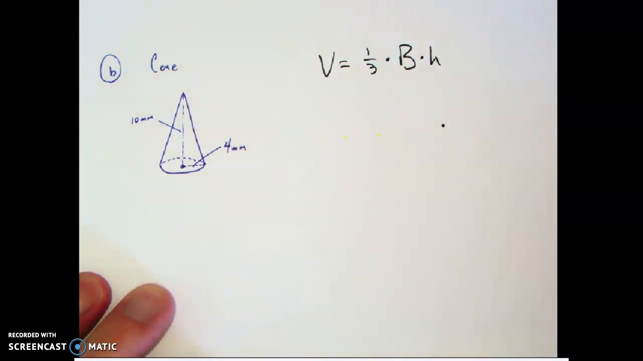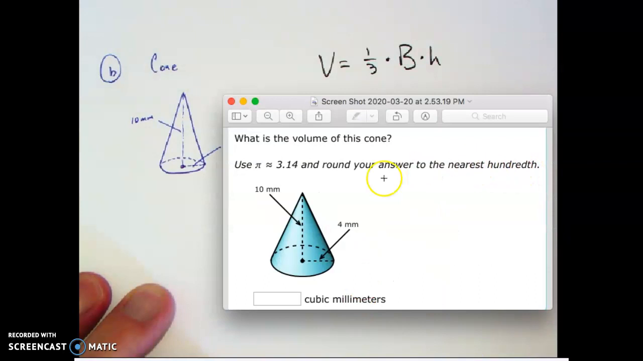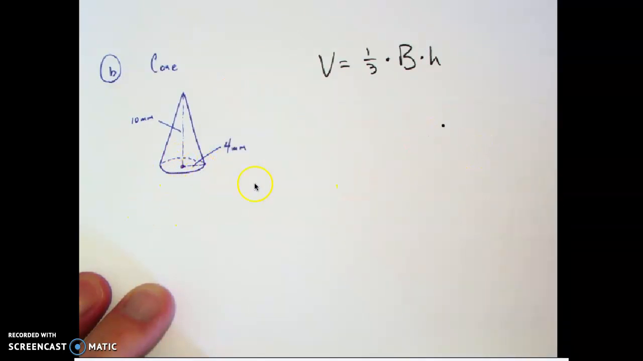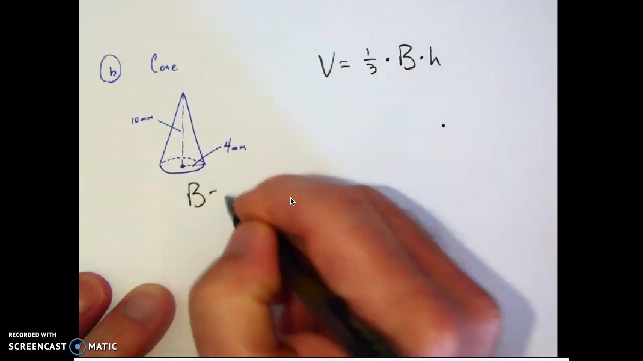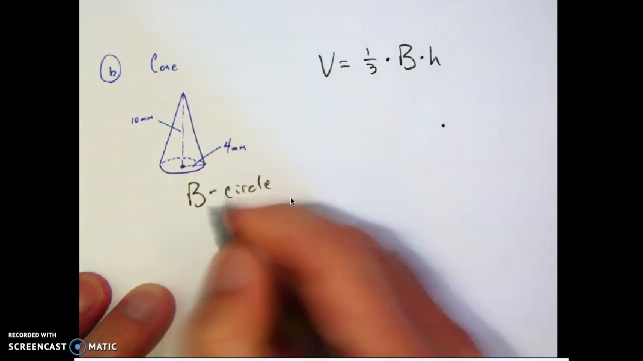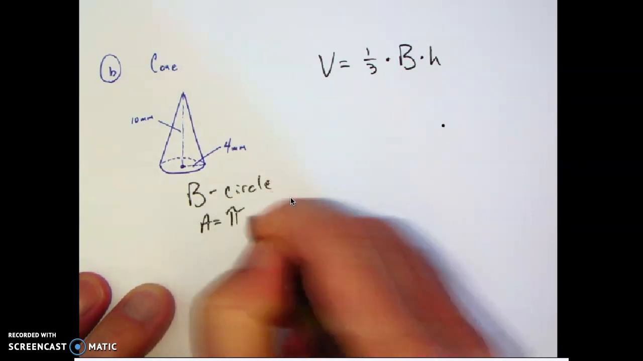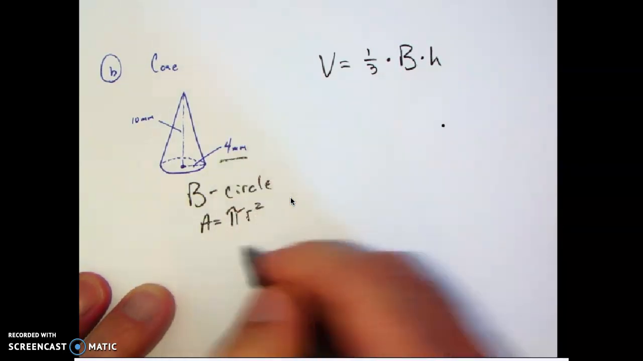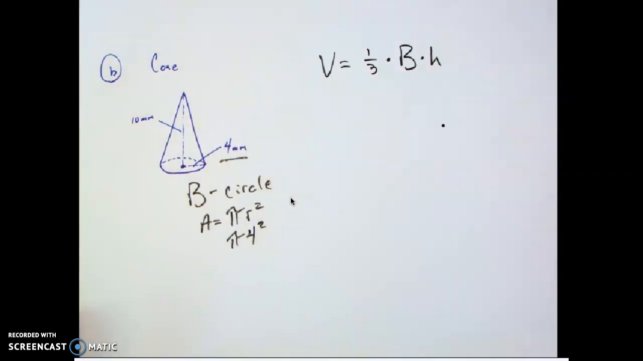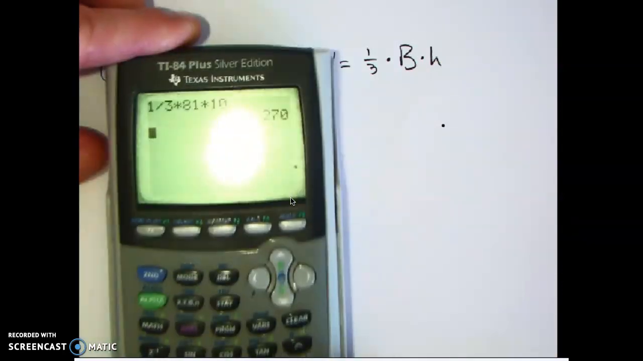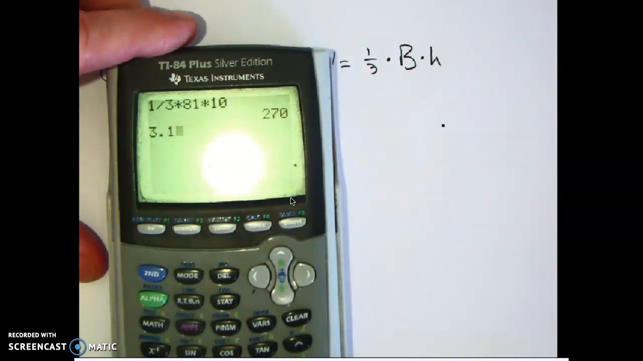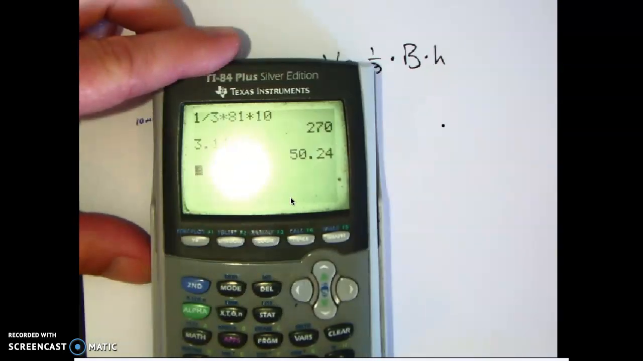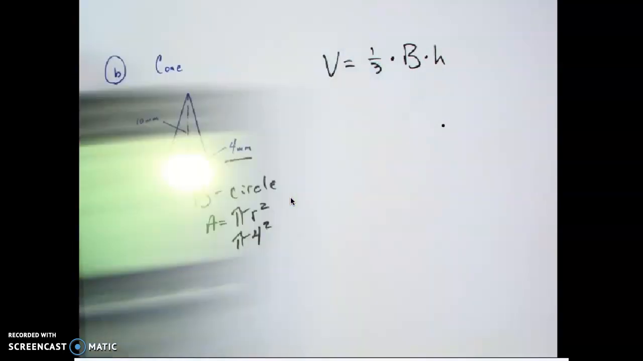Also, this example said we're using 3.14 for our value for pi, and we're rounding to the nearest hundredth. So when we find the area of our base, again, it's a circle, so that's going to be pi r squared. If our radius is 4, that's pi times 4 squared, that's 4 times 4, so 16 times pi. And again, we're going to use 3.14 for our pi value, times 16. That would be the area of the base, 50.24.